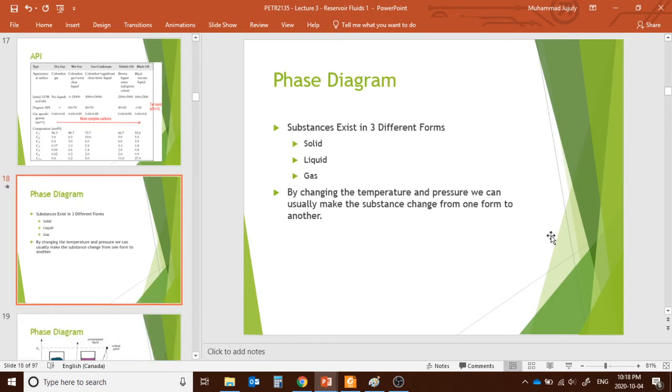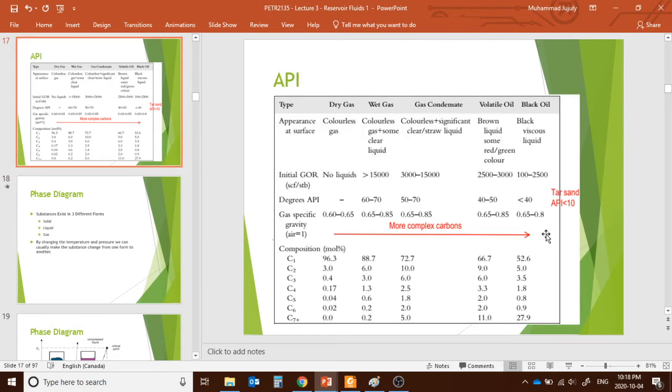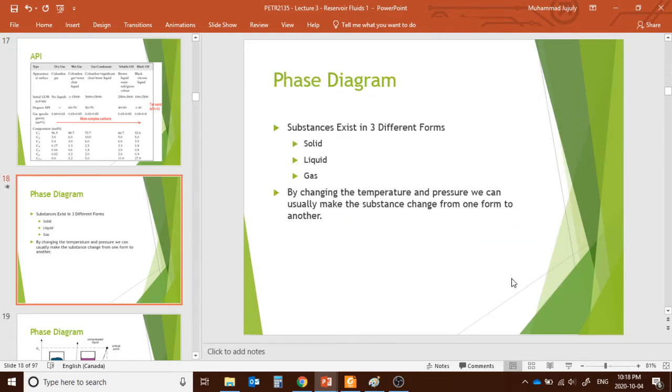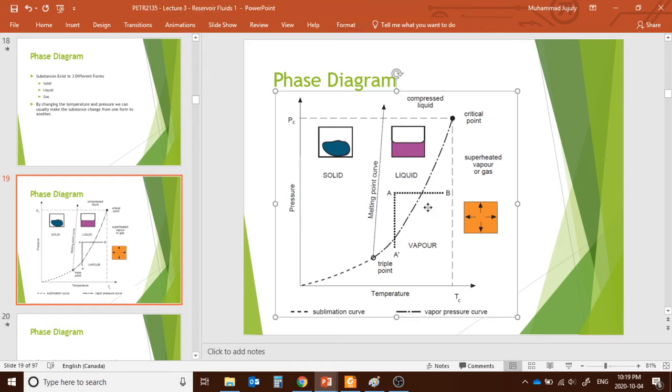Okay. Now let's go to another topic that we call the phase diagram, which is very important. Now in the reservoir, the crude oil is at very high pressure and high temperature, as we already know. But exactly how much is it? When you actually withdraw the oil and gas, we change the temperature and pressure, right? So how does that actually affect it? We'll see with this phase diagram.